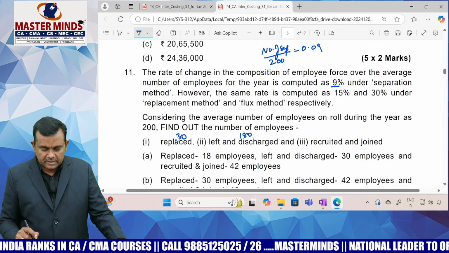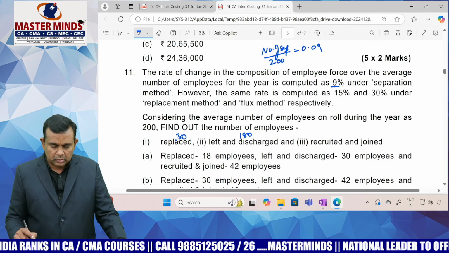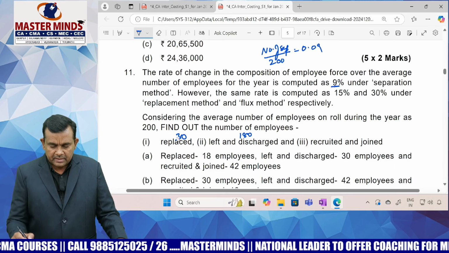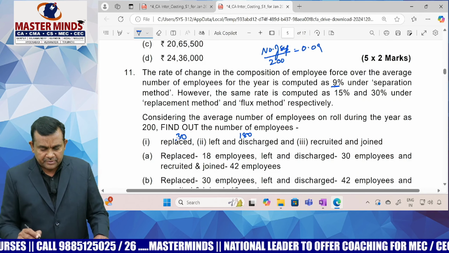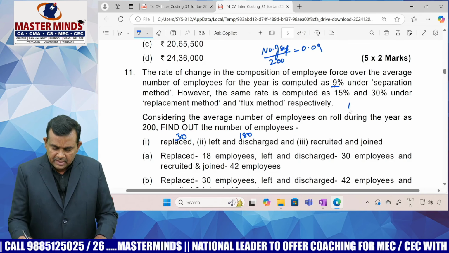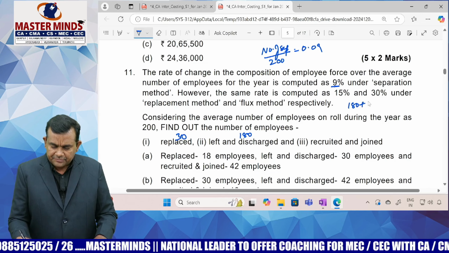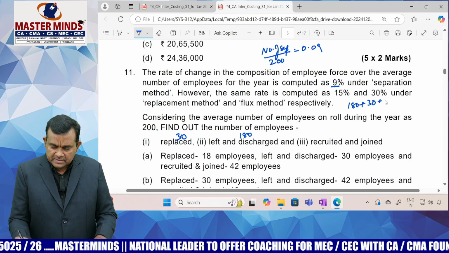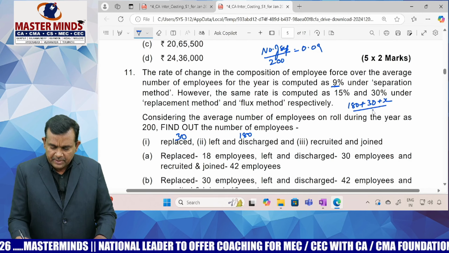Next, recruit and join, that is the total joining, sir. So under flux method, formula: number of separations plus number of replacements plus number of recruits X divided by 200 equal to 0.3. So 20 into 0.3, 6 sir.